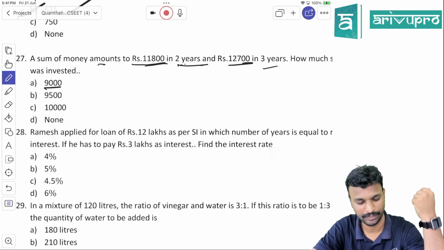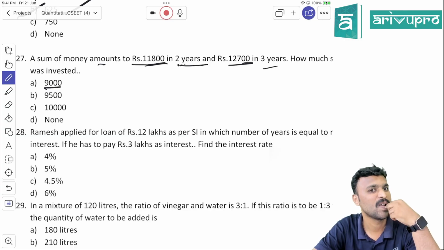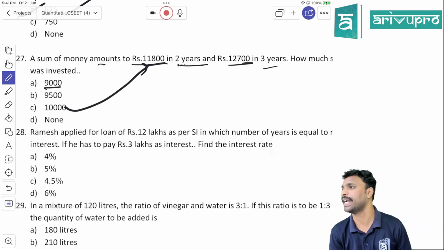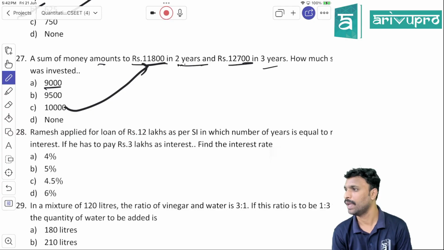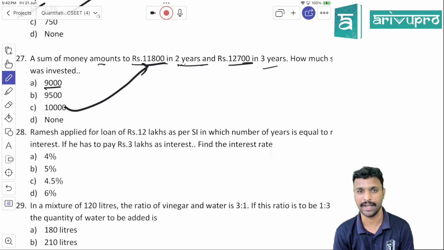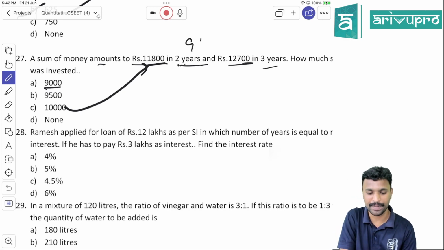10,000 is the right answer. What is the rate of interest then? 9%. How do you know? At the end of the second year, it's 11,800. Look, if I take 10,000, how much extra are you getting? 1,800. In how many years? 2 years. In 1 year, 900. 900 is what percentage of 10,000? 9%. So we get 9% as the rate of interest.